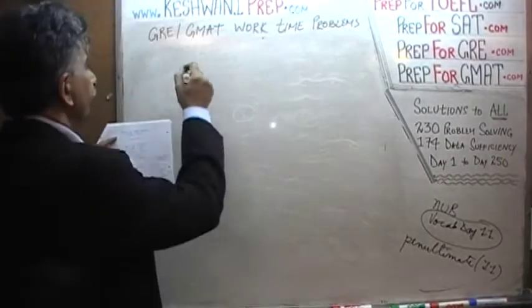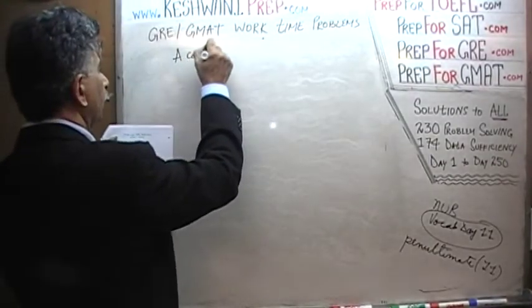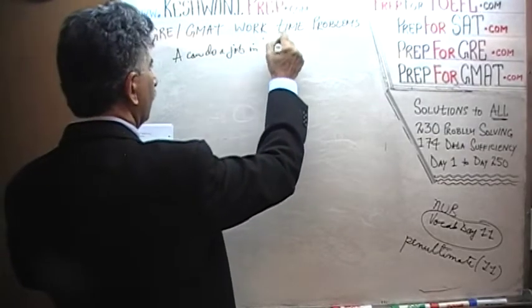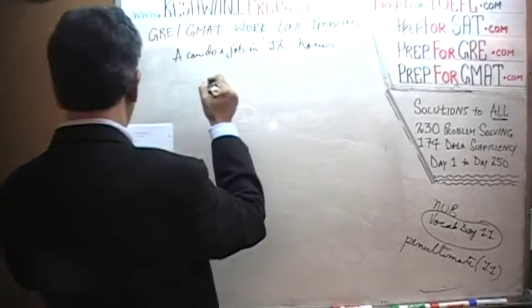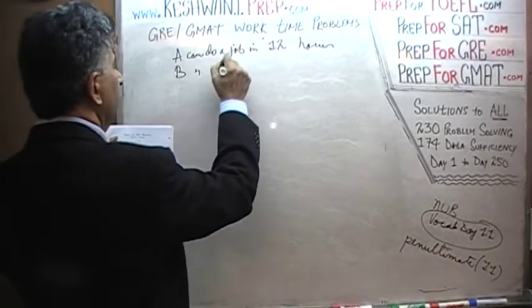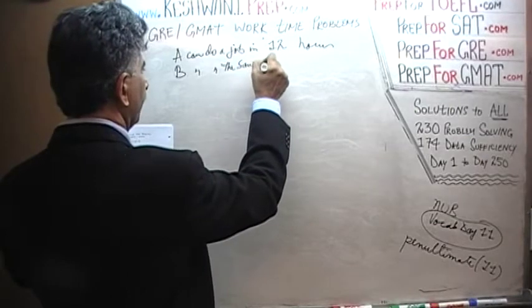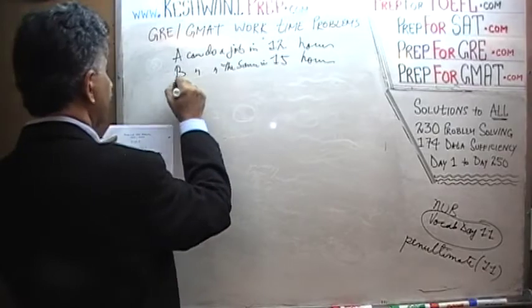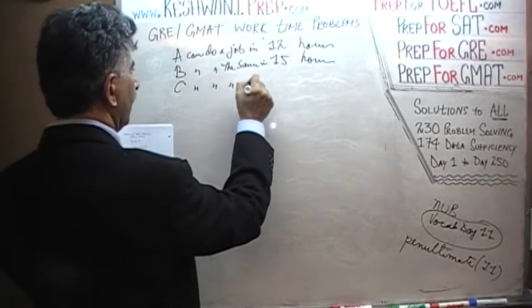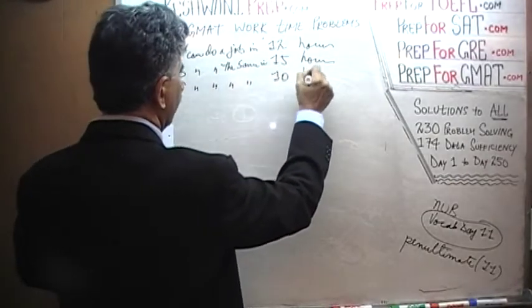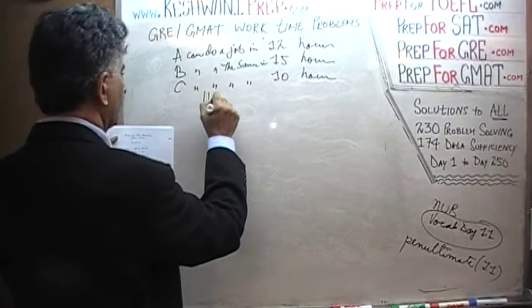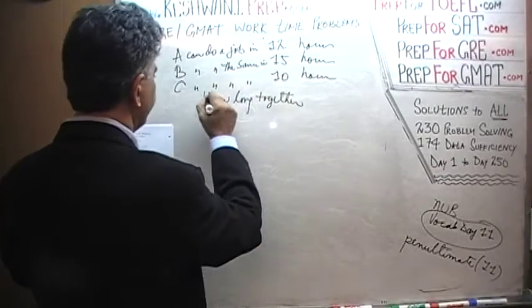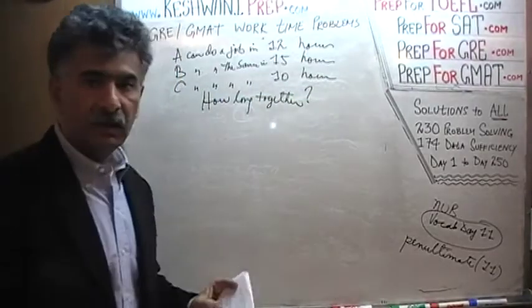So, A can do a job in 12 hours. B can do the same job in 15 hours. C can do the same job in 10 hours. Again, the question is, how long together? How long will they take if they were to work together?